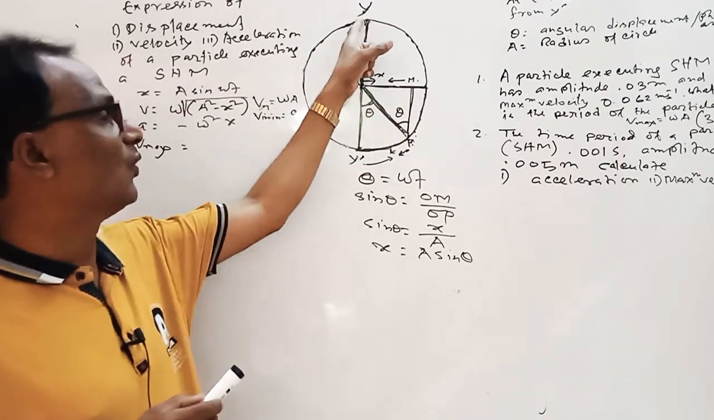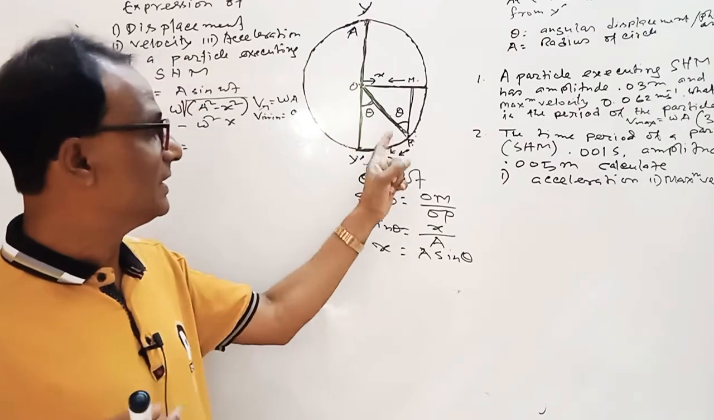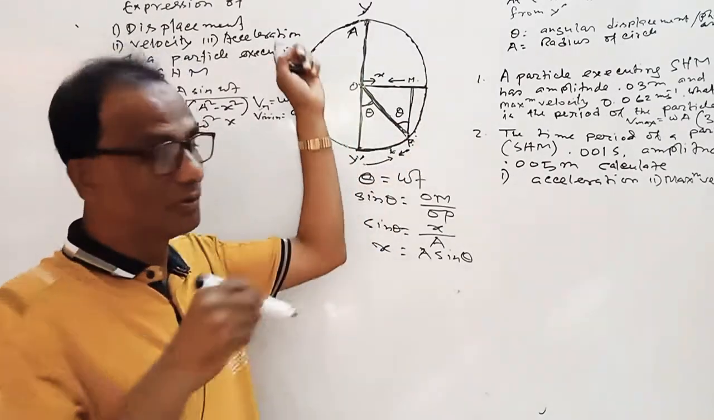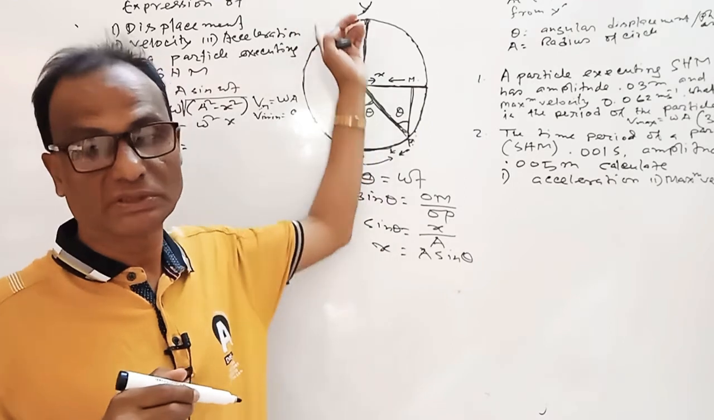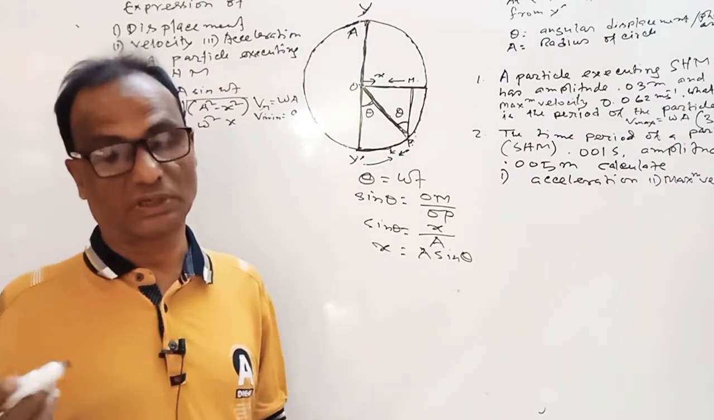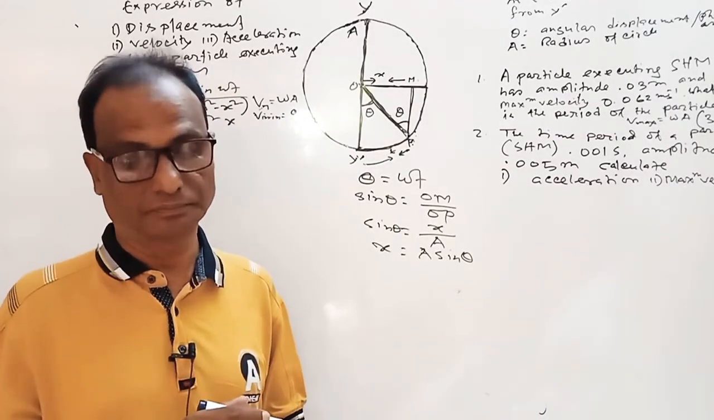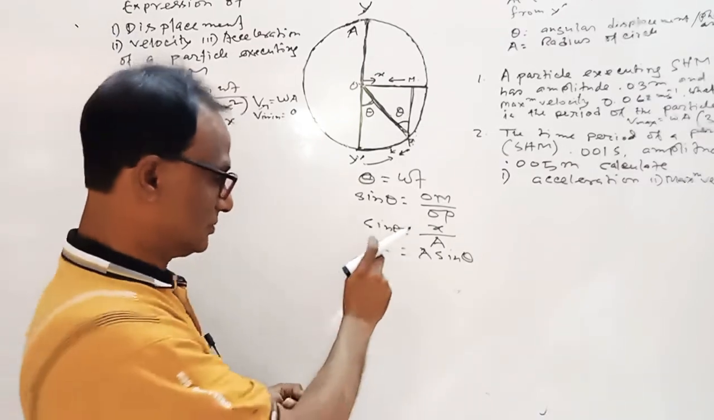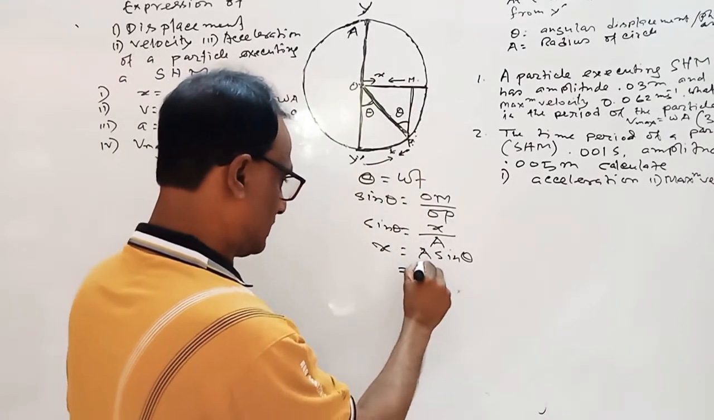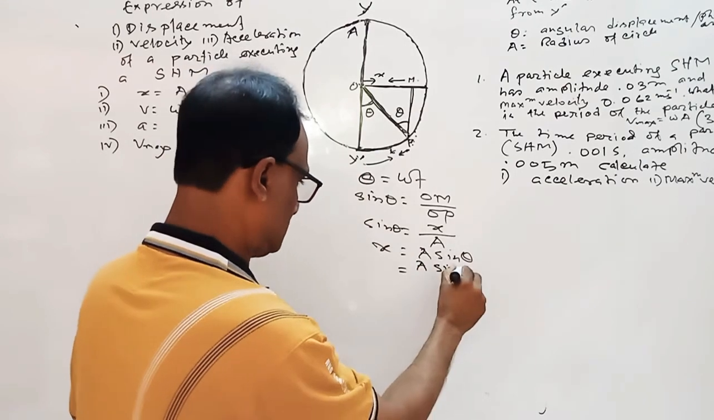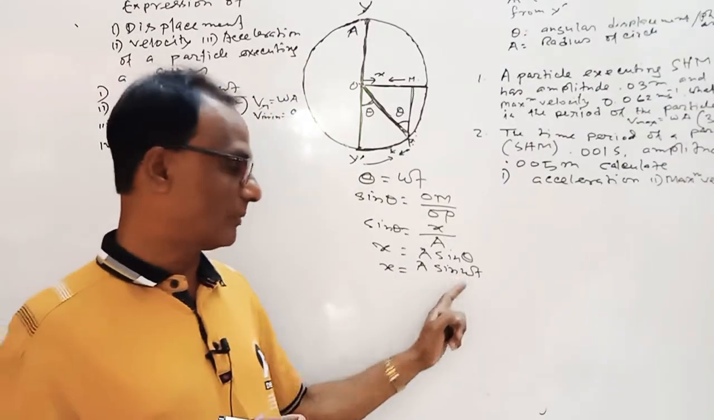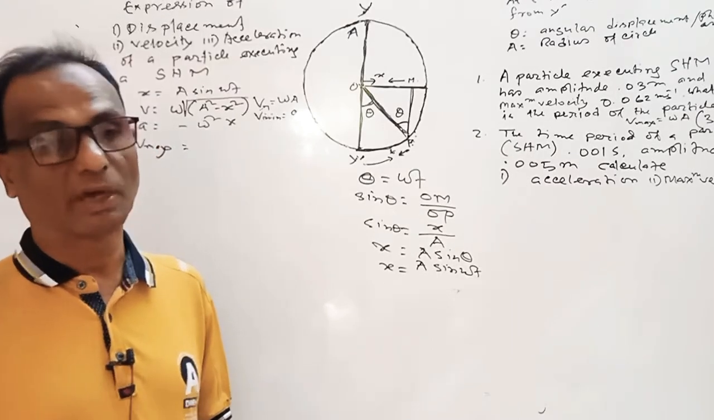Why is OP equal to a, the radius? If we draw a straight line which passes through the center of the circle, and another straight line which passes through the center of the circle, that will be the radius or diameter of the circle. It is basic knowledge. So this will be the radius of the circle. So x equals a sin omega t. This is our displacement, where omega is the uniform angular velocity.